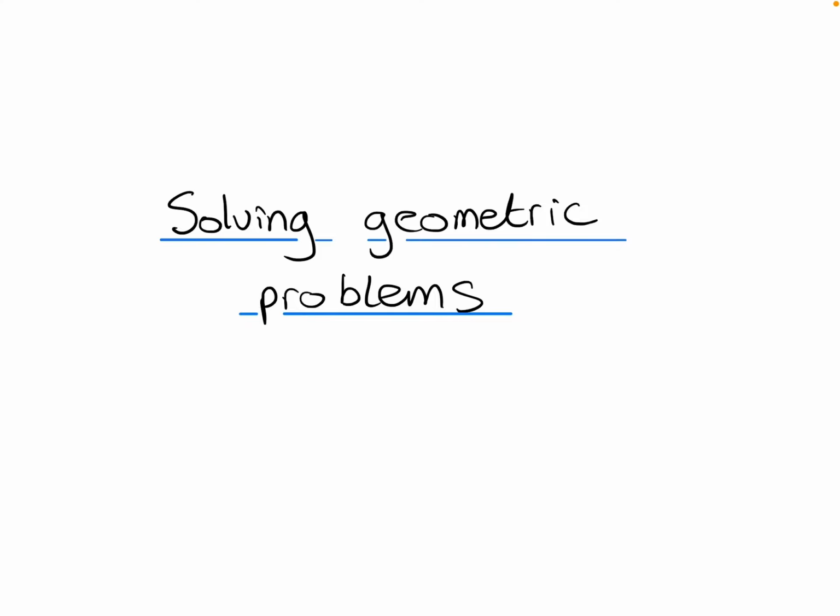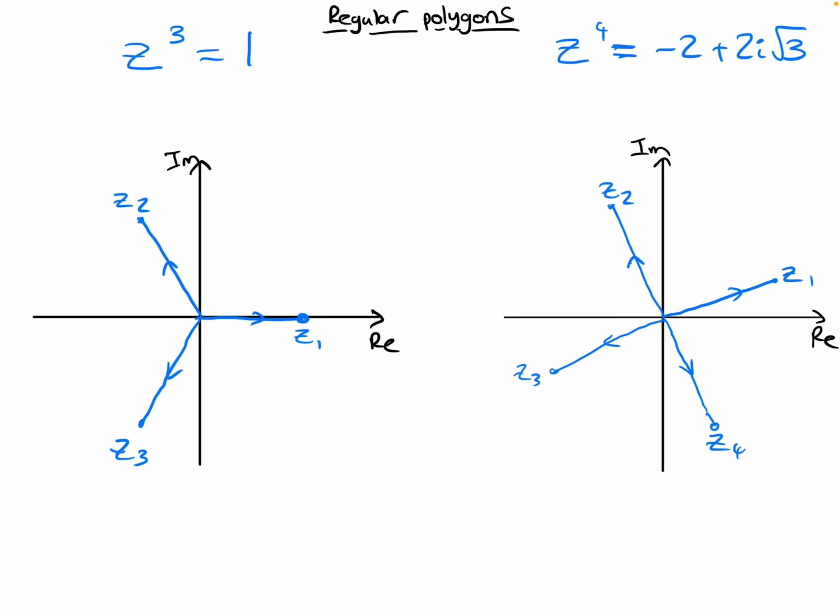In this video, we're going to see how we can solve geometric problems using the roots of complex numbers. In the previous video, we saw how when we solve problems such as z cubed equals 1, the three roots of that equation formed an equilateral triangle. And when we solved z to the power 4 is equal to minus 2 plus 2i root 3, the roots of that equation formed a square. So this lesson is all about how we can use that information to help us solve geometric problems.